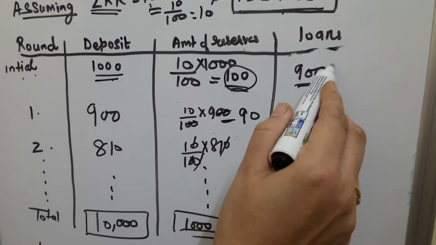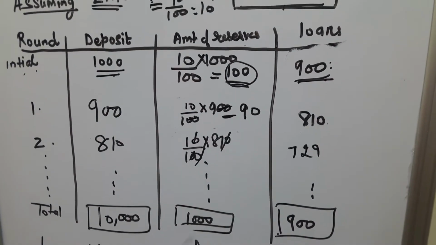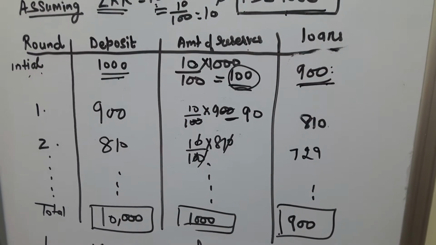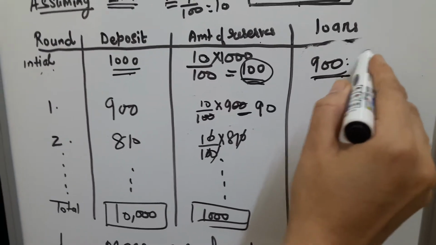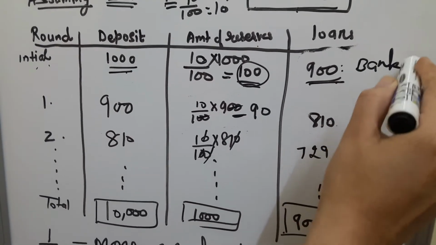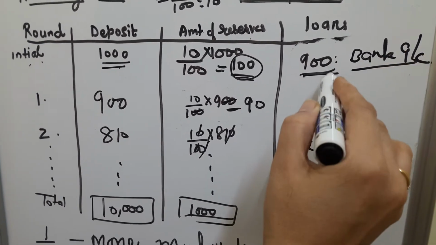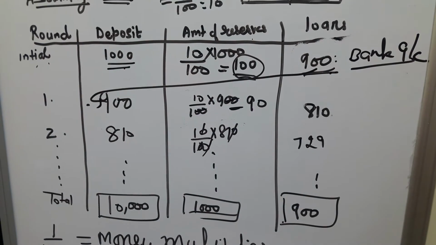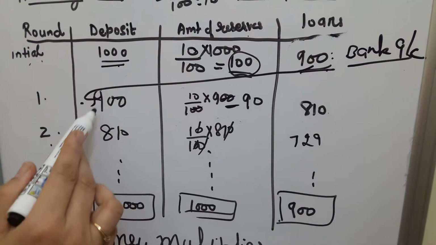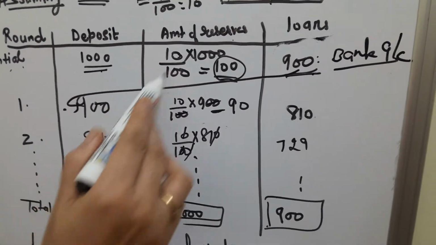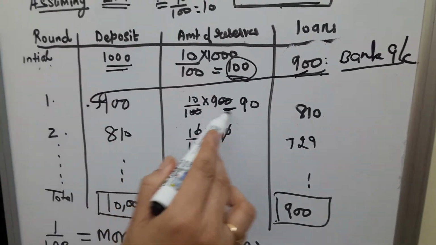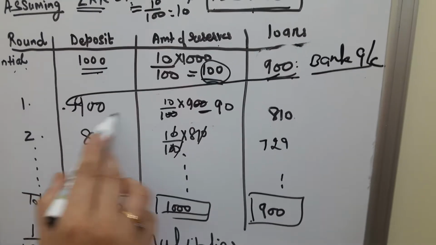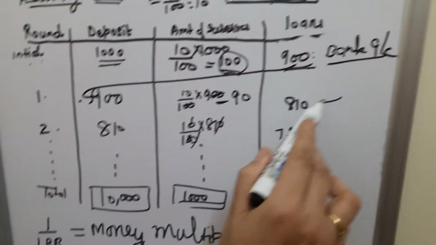Now when this is given to people, actually cash is not out, there is no outflow of cash, but a bank account is opened in their name, whosoever is taking the loan, and this comes back to the bank in the second round. Now when it is coming in the second round, now the deposits become 900 and the amount of reserves will be again 10% of this, which will be 90. So 900 minus 90, we get 810.